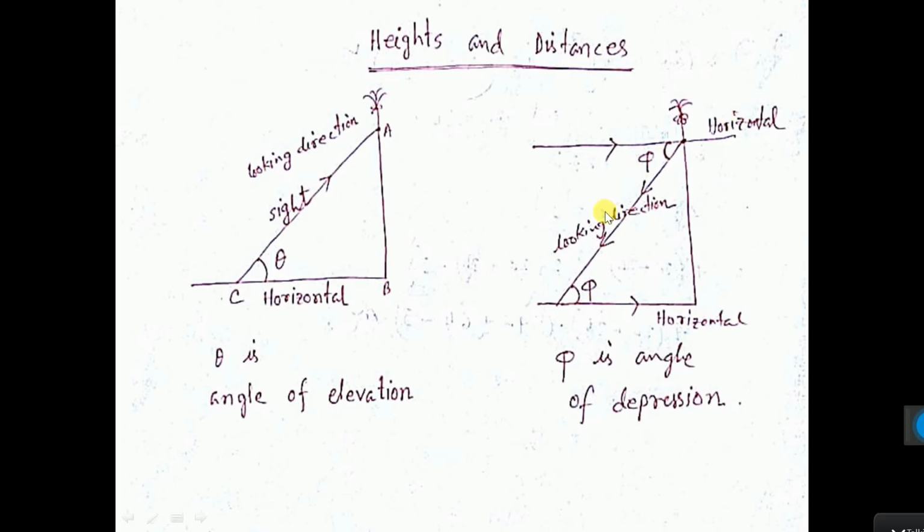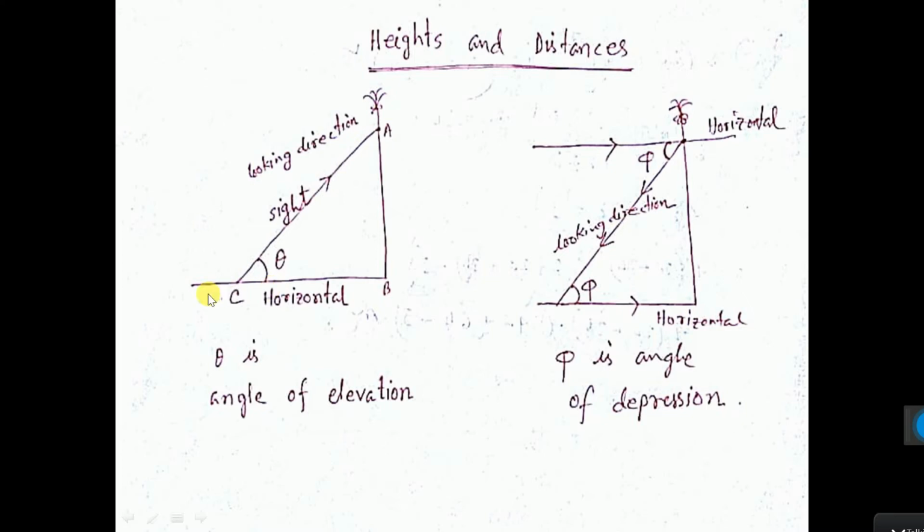These are two diagrams. Actually, it is the same diagram. The difference I am explaining now. Let's say this is one tall tree AB, and C is a position where a person is looking towards A. That's why I am telling this is the sight, that is the looking direction. CA is the looking direction. One person is standing at C and CA is his looking direction. And this is the horizontal line, that is the base line or ground line.